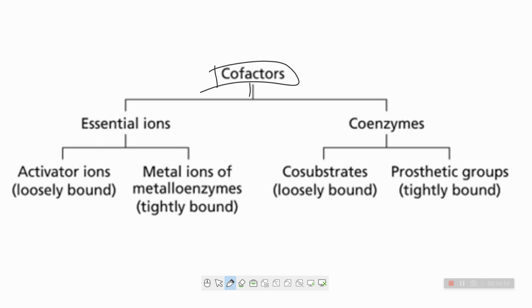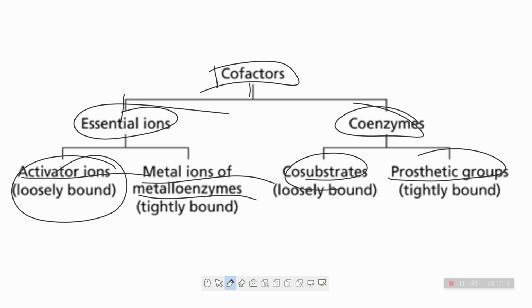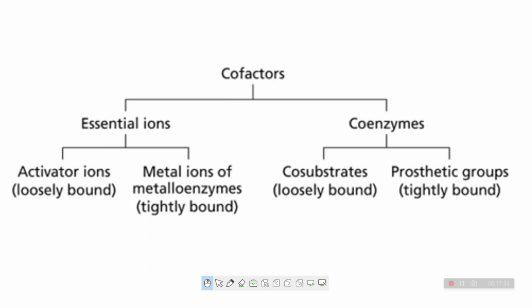Now, what is a cofactor? A cofactor is an essential ion or a coenzyme. Essential ions are of two types: activator ions and metal ions, or metalloenzymes. Activator ions are loosely bound and only activate the process of the enzyme. And a coenzyme is a co-substrate or a prosthetic group. A co-substrate is loosely bound, and a prosthetic group is tightly bound. Remember this: cofactors are of two types, essential ion and coenzyme. Coenzymes are of two types, co-substrate and prosthetic group. Prosthetic group binds tightly.